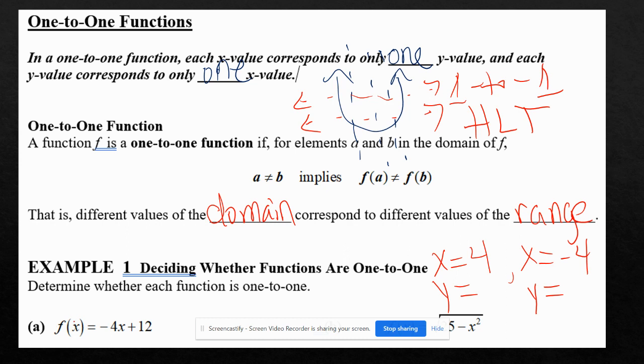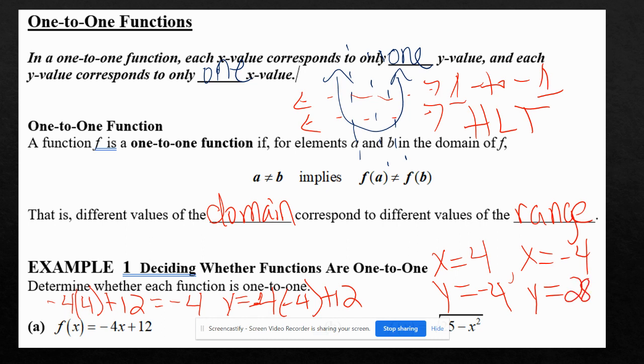And our goal is to find out what y is and see if those y values are the same or different. If I look at function a, starting with positive 4, negative 4 times 4 is negative 16, plus 12 is negative 4. For negative 4, we would have negative 4 times negative 4 plus 12. Negative 4 times negative 4 is positive 16. 16 plus 12 is 28. These y values are different, so yes, this is a one-to-one function.